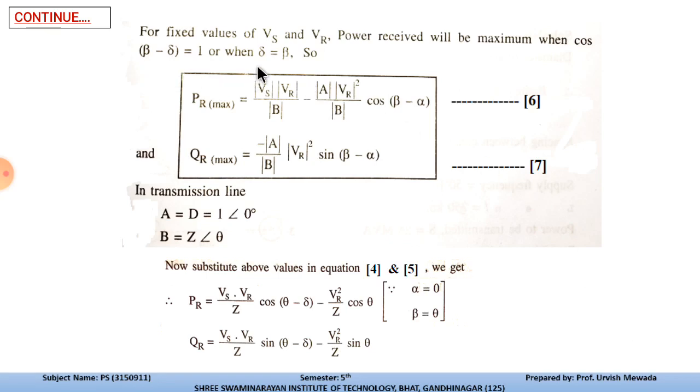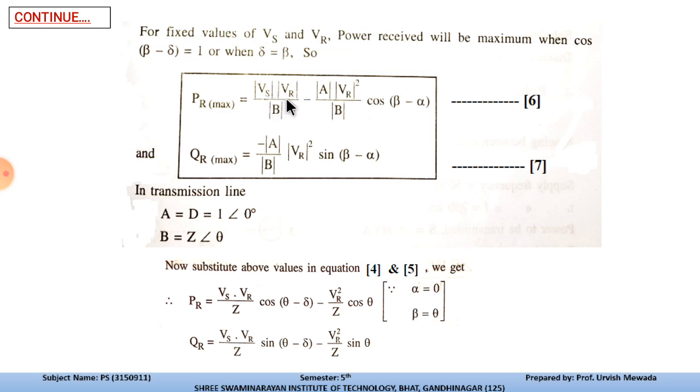Now for fixed values of Vs and Vr, if Vs and Vr both are fixed, the power received will be the maximum when beta minus delta is equal to 0. If beta minus delta is equal to 0, then cos is equal to 1, and at that time the power transferred will be maximum. So delta and beta both are equal, delta minus beta is equal to 0, then cos 0 is equal to 1, and at that time we can have the maximum power.